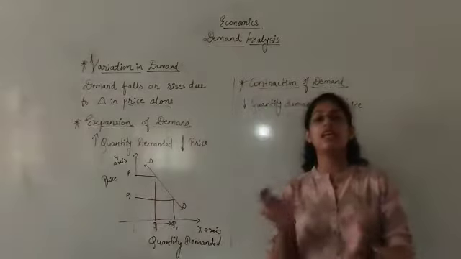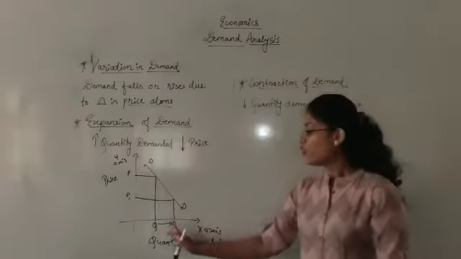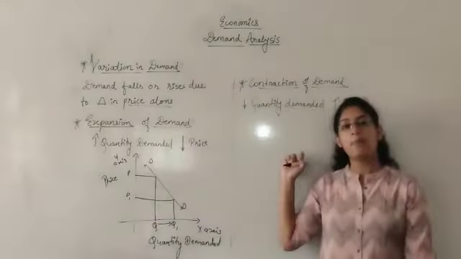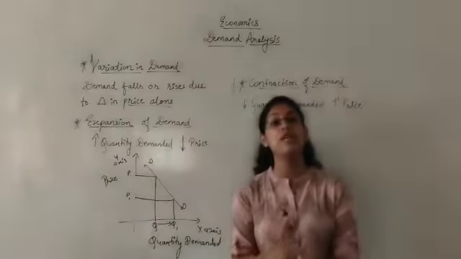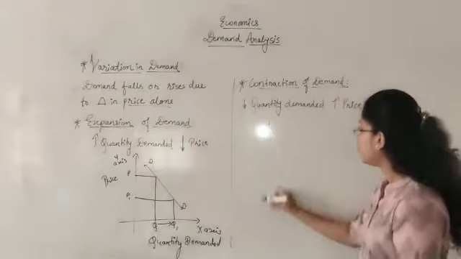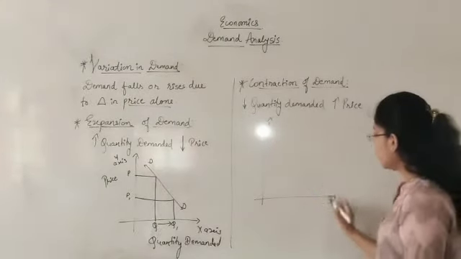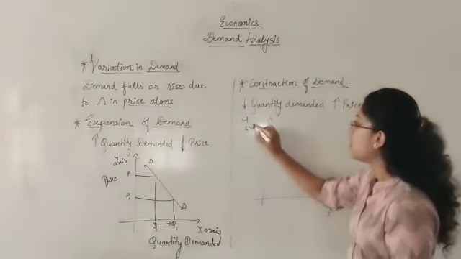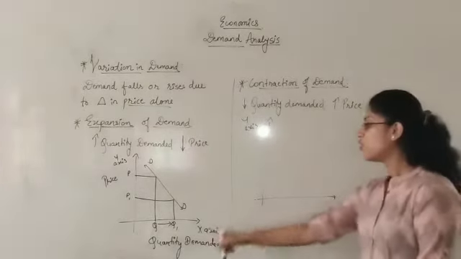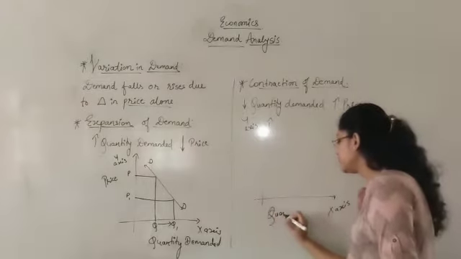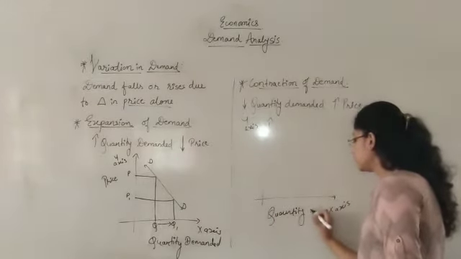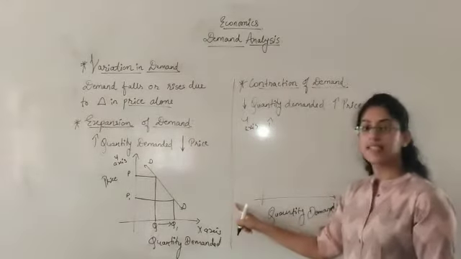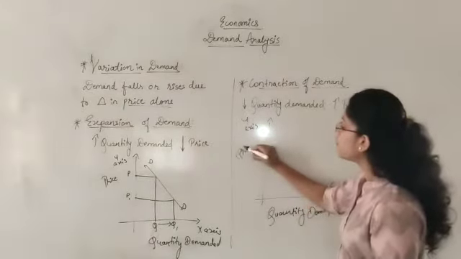Contraction is exactly the opposite of expansion. What we saw in expansion is that the quantity has increased, and what will happen in contraction? The quantity will be reduced. Let's understand with the help of a graph. This is the x-axis and this is the y-axis. Okay, x-axis denotes quantity demanded, and what does the y-axis denote? It denotes the price of a commodity.